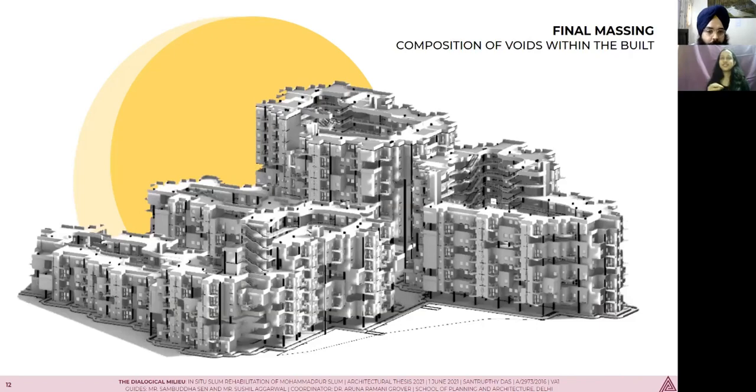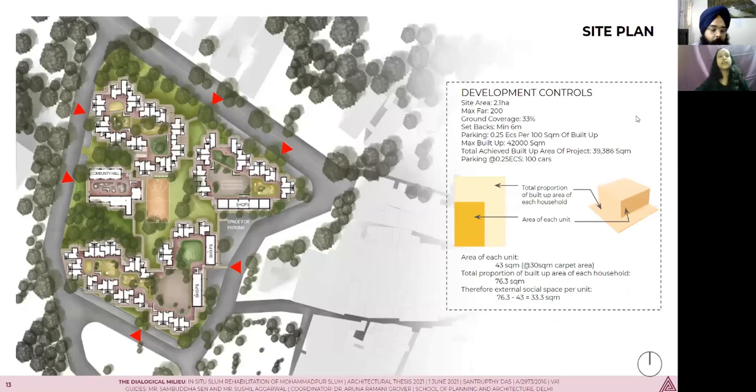Voids which people could use, own up to, and live. So you see, there are constantly these horizontal surfaces that are vacant for people to use. Absolutely. Now, what that means in terms of the site plan or architectural numbers is that the total achieved built-up area becomes 39,386 for 500 housing units. That would mean approximately 33.3 square meters of external social space per unit, which is almost comparable to 43 square meters of area of each unit.